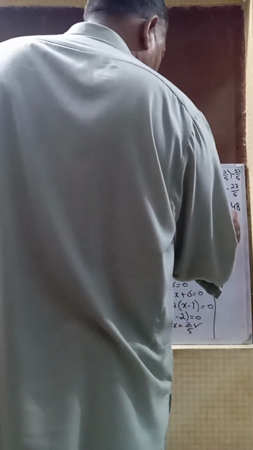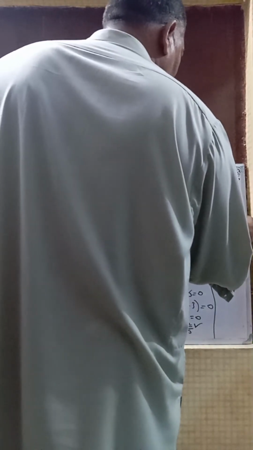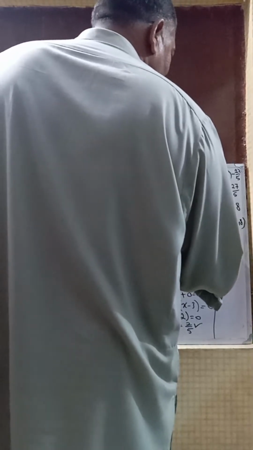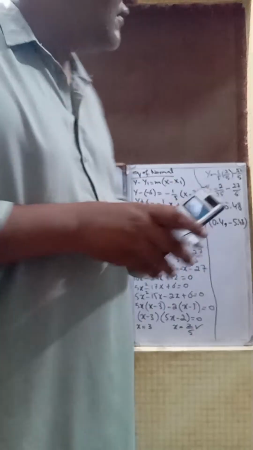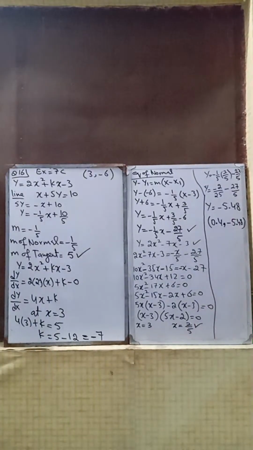So the coordinates of that point will be 0.4 comma minus 5.48. So this is that second point where that normal intersects the curve again. Okay, the one point where the normal touches the curve is 3 comma minus 6. That point was already with us. So we are done with the question number 16.